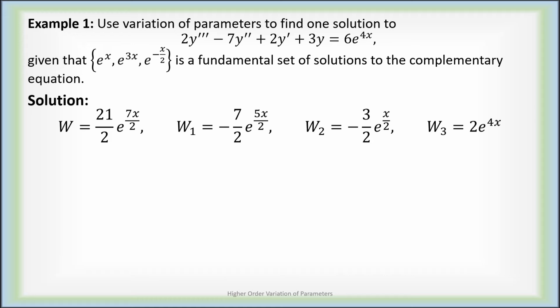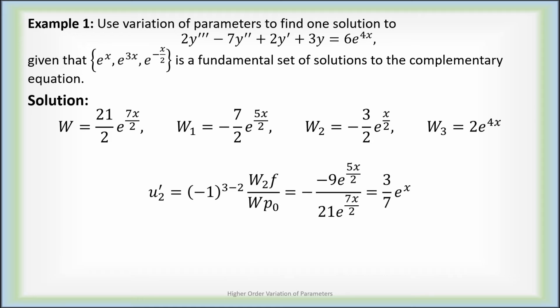All right, so here were our W, W1, W2, W3. u2 prime is going to be given by (-1)^(3-2) W2 f over W times the leading coefficient. That denominator is going to be the same in every expression, 21e^(7x/2). W2 we computed here. Multiply by the forcing function. We'll simplify to this, and we just have 3/7 e^x, and that's u2 prime. Well, find any possible antiderivative, like 3/7 e^x plus 0. There's a nice choice for u2. Multiply this by y2, which was e^(3x), and get 3/7 e^(4x).